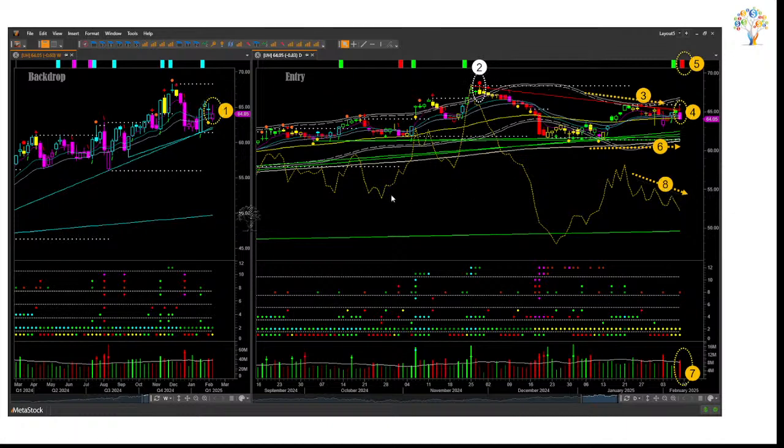The case for bearish setups is adding up. The case for bullish setups so far is 0.